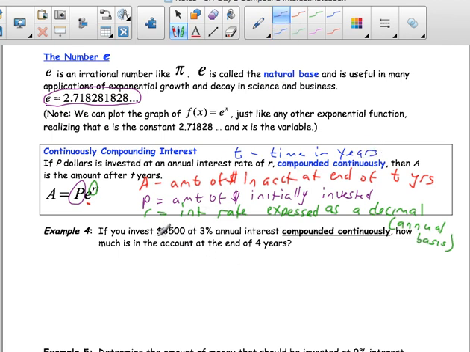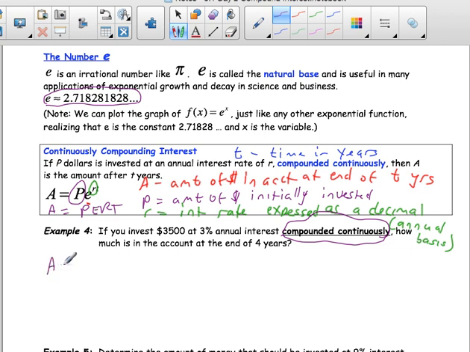Example 4 says, if you invest $3,500 at 3% annual interest, compounded continuously. When you see compounded continuously, you're going to want to use this formula, A equals P times e to the RT. This is sometimes abbreviated as PERT. So you're going to want to use the PERT formula when you see compounded continuously. That's the trigger that tells you which of the formulas to use. How much is in the account at the end of 4 years?